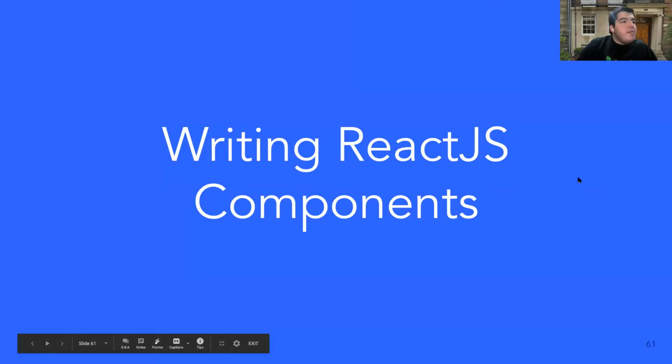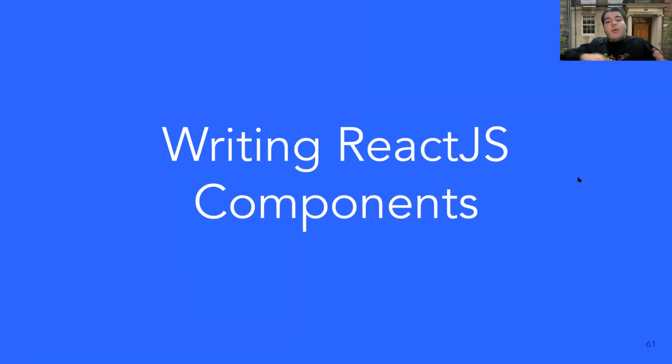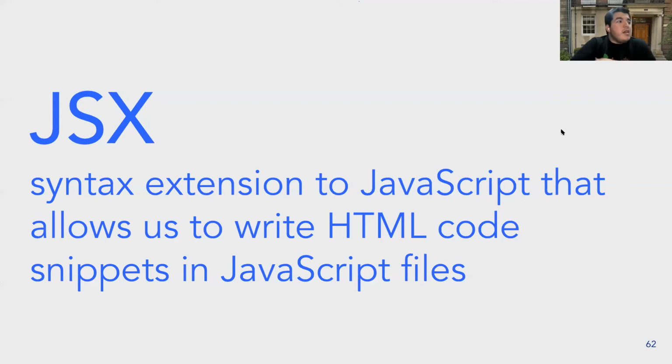So now we're going to move on to talking about how we write JavaScript components. We've been talking about these concepts of component tree structure, props, and state, but what do they look like in actual code? So let's go through a couple of code snippets to get you familiar with it. JSX is a syntax extension that, at a higher level, allows us to write HTML-like code snippets in JavaScript files.